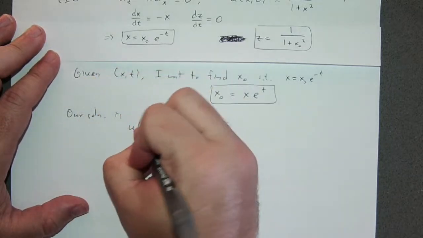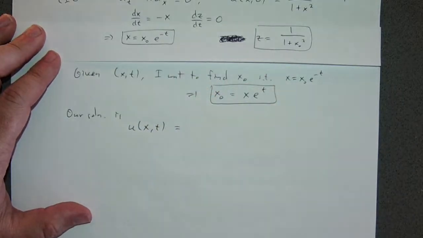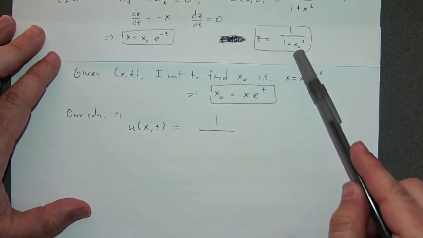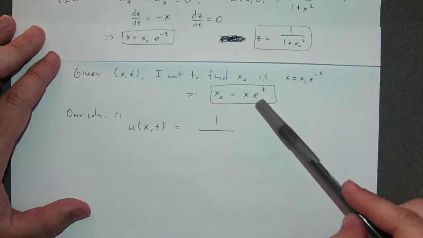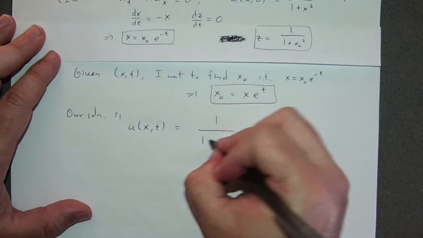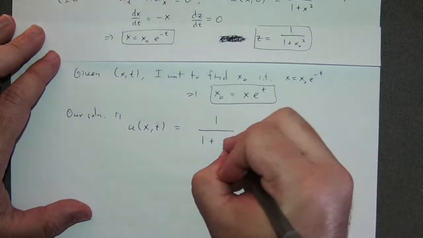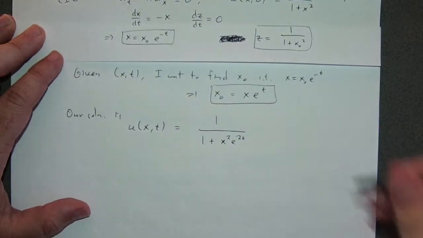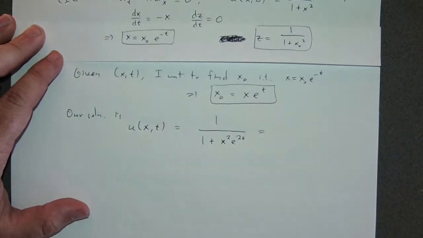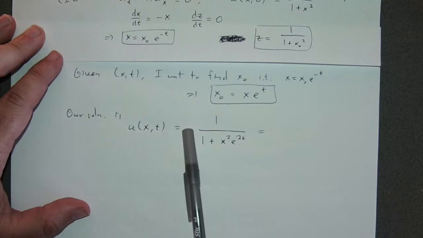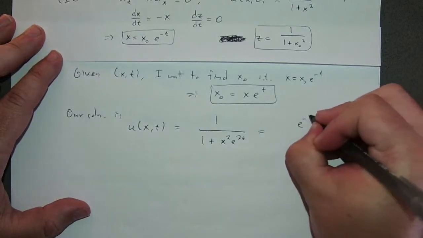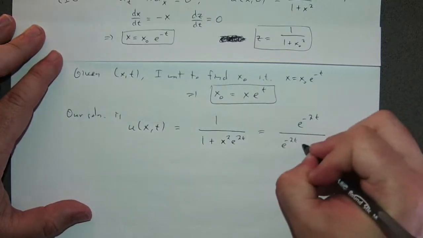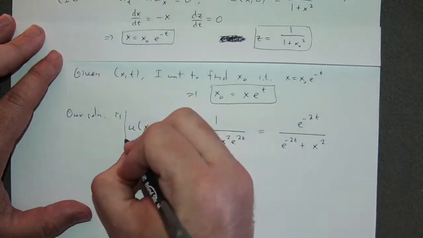And so our solution is u of x, t is 1 over, well, as we saw here, here's z, 1 over 1 plus x naught squared, but x naught is x e to the t. So this is 1 over 1 plus x squared e to the 2t. So that's what this looks like. In order to see more clearly what this is, I can do a little bit of algebraic manipulation here. I can multiply this by e to the minus 2t over e to the minus 2t, so that this becomes e to the minus 2t over e to the minus 2t plus x squared. However you want to look at this.